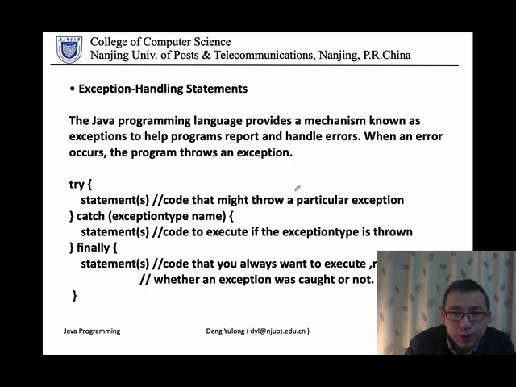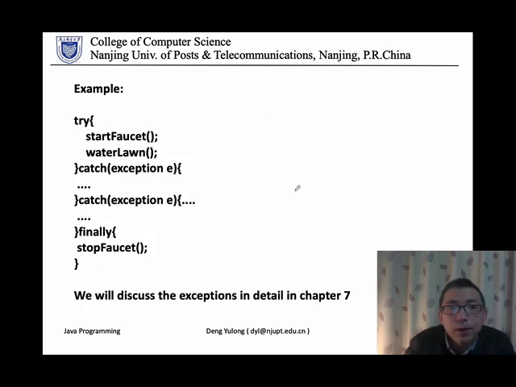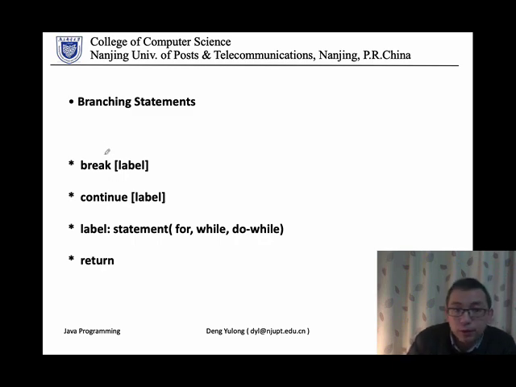Well, about exception handling statements, it's a very specific statement, and we were talking about this in, I think, the 7th chapter. We're talking about exception handling statements. Now it comes to the branching statements. We use these statements with the looping structure. So we have break and continue, where we define a label, and then return. Now, how to use them?